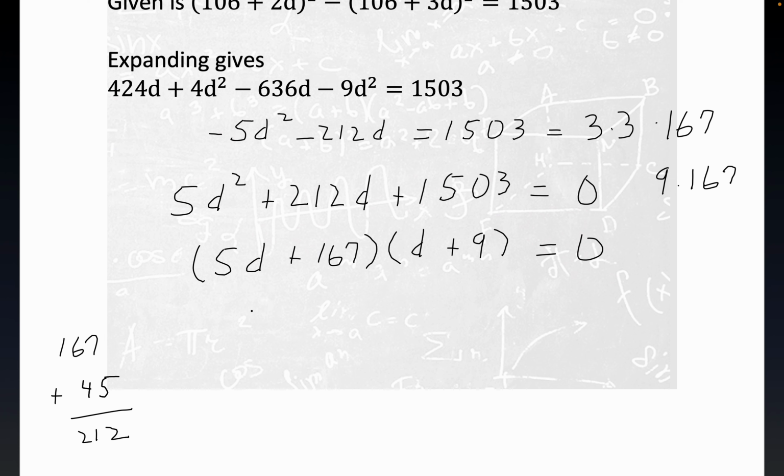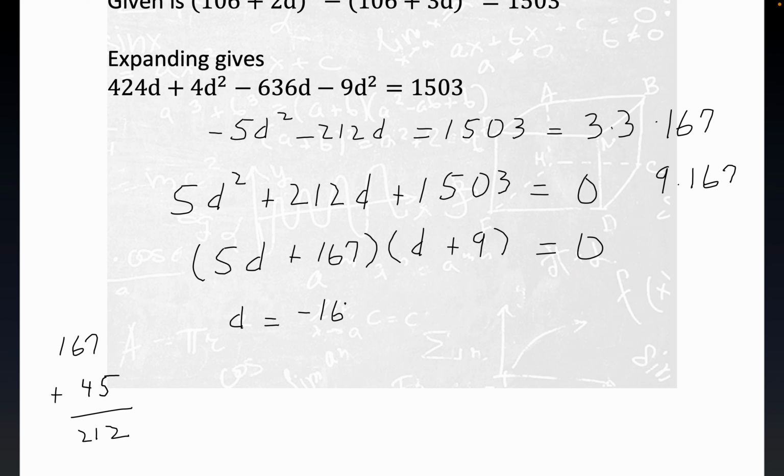But what does this tell us? This tells us that d is equal to either minus 167 over 5, or, when you set d plus 9 equal to 0, you get d equals minus 9. And we are dealing with an integer. That was given to us in the problem. So we can be pretty confident that d equals minus 9 is going to help us find our original arithmetic sequence.